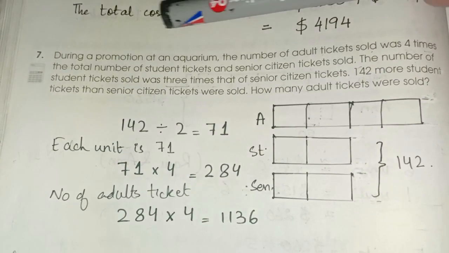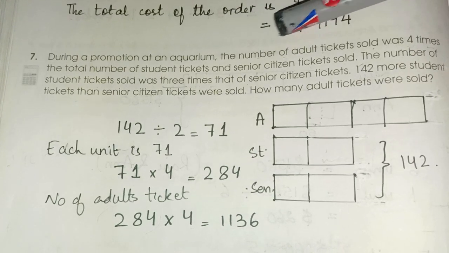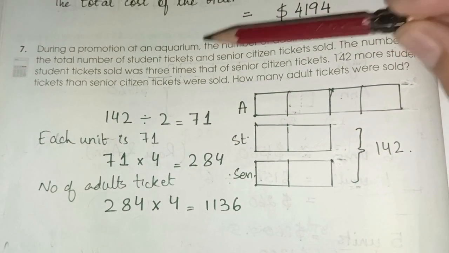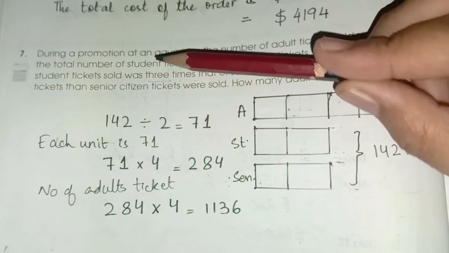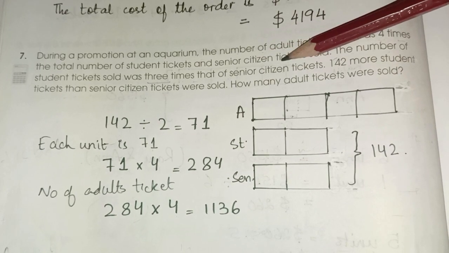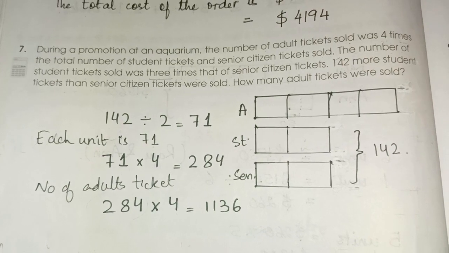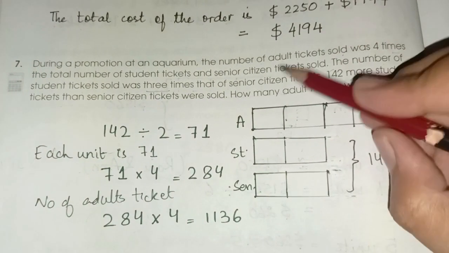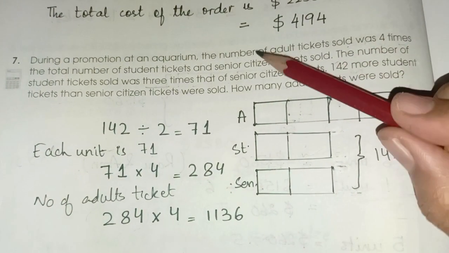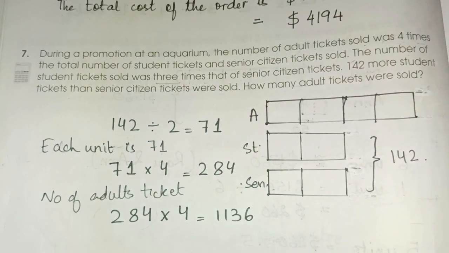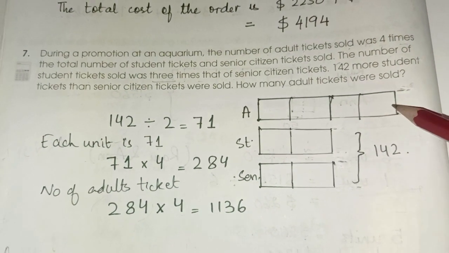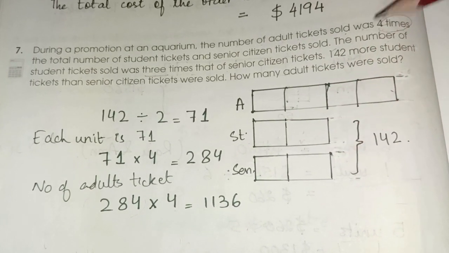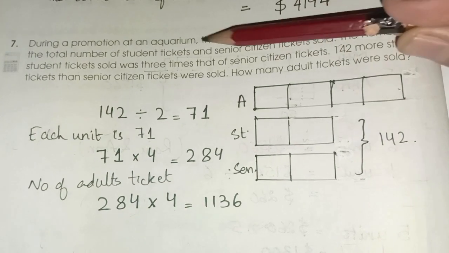Question number 7 is, during a promotion at an aquarium, the number of adult tickets sold was 4 times the total number of student tickets and senior citizen tickets. The number of student tickets sold was 3 times that of senior citizen tickets. 142 more student tickets than senior citizen tickets were sold. How many adult tickets were there? So adult tickets are 4 times the total of student and senior citizen tickets. So we break this 4 into 2 and 2. Adult is complete 4 times, and this 4 times is divided into students and senior citizens.